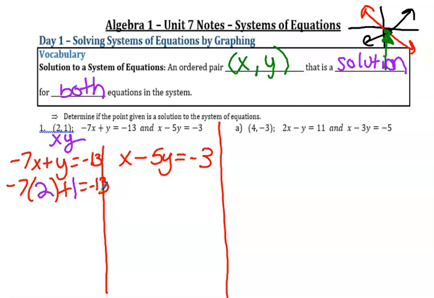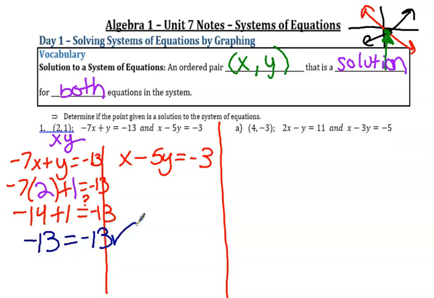Negative 7 times 2 is negative 14, plus 1. Does it equal negative 13? Well, negative 14 and a positive 1, a negative and a positive, I'm going to subtract. Who won the tug of war? The negative 13. So does negative 13 equal negative 13? Yes. That's like saying, do you have first period algebra? That would be a solution. First period is the input. What is the output? Algebra. And then you plug it in.